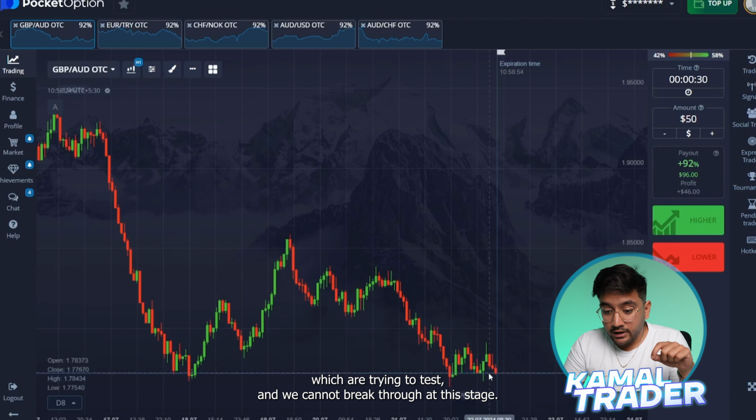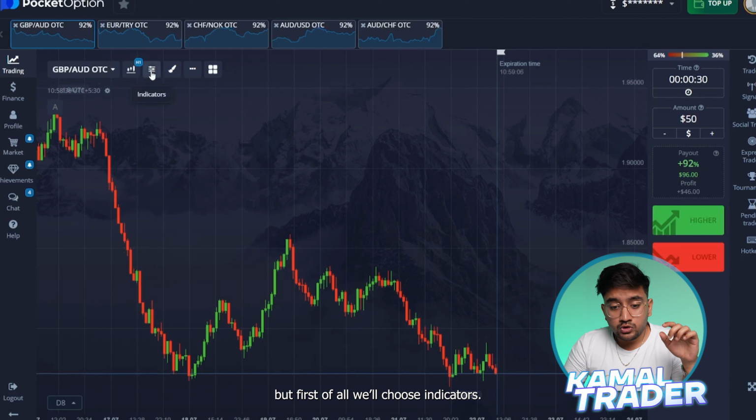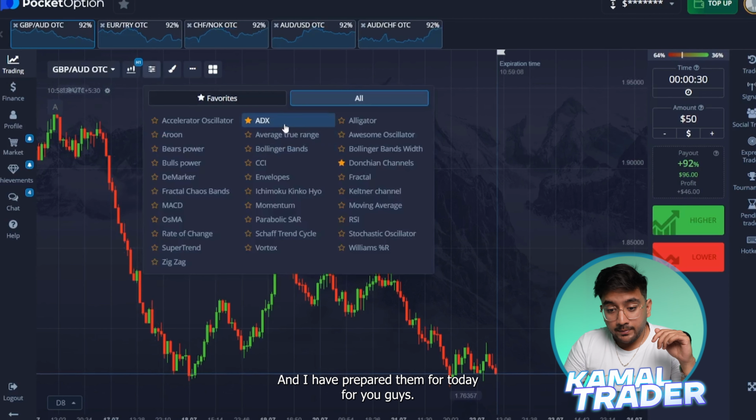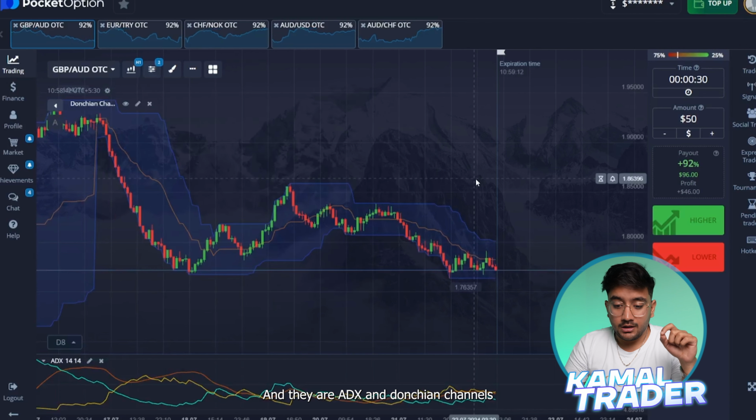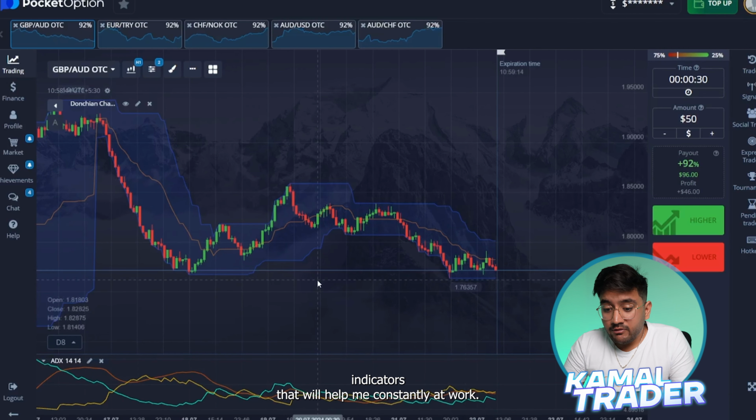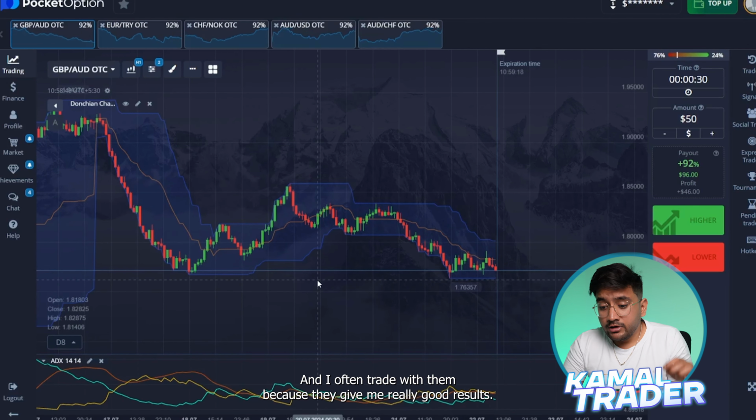We'll most likely try to jump, but first of all we'll choose indicators, and I have prepared them for you guys today: the ADX and Donchian channels. These are indicators that help me constantly at work, and I often trade with them because they give me really good results.